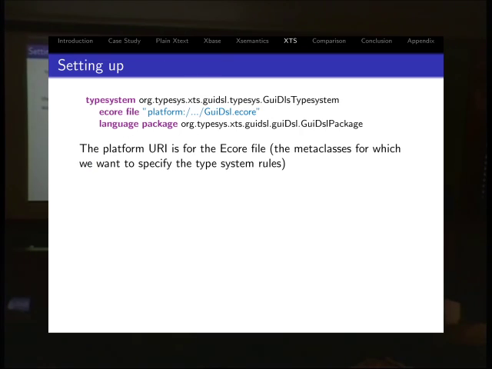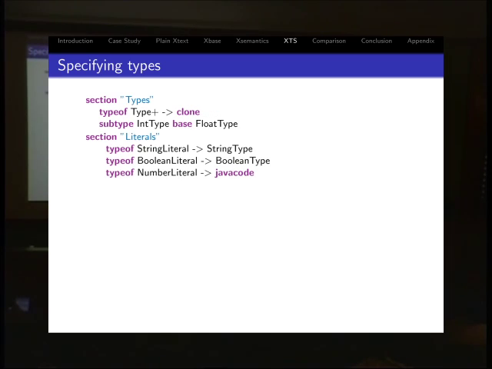In XTS, you have to refer to the eCore file which contains the metaclasses that Xtext generates for your language. So once you access the eCore, you can access the eClasses of your AST and the features of the AST. I'm not getting into the details, but you can define type system rules in a very compact form with respect to Xsemantics, because XTS only focuses on type systems.